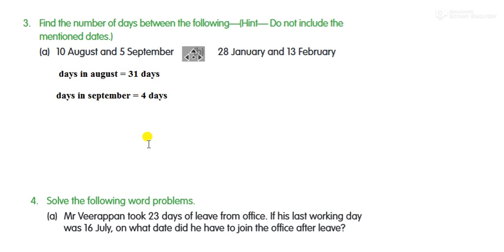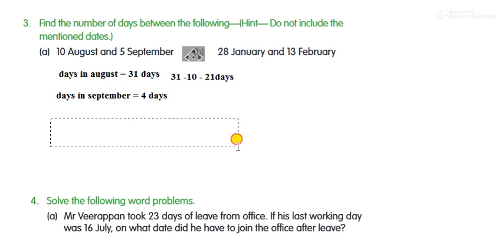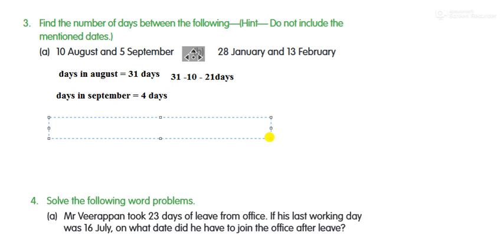Now the total number of days. Here, 31 minus, remove the 10. So write down here 31 minus 10 equals 21 days. Now total number of days equals 21 plus 4 equals 25 days.